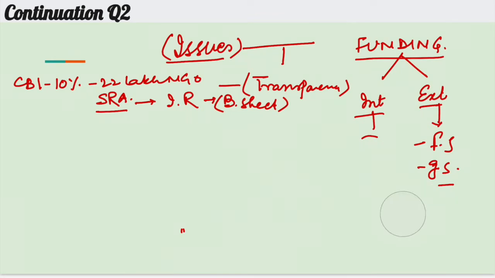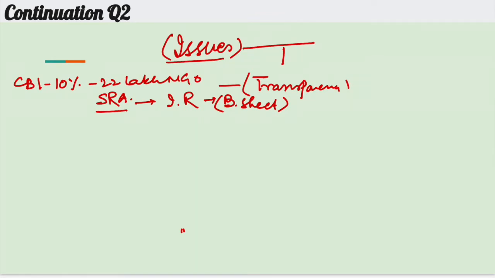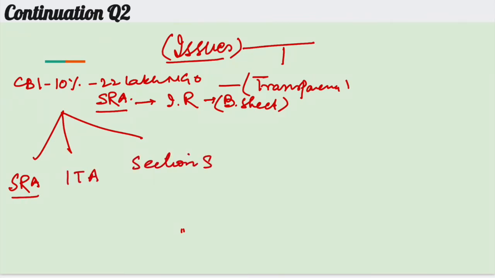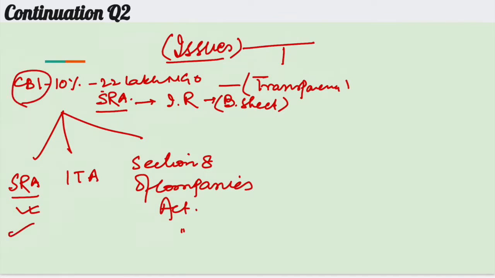Now, I want to tell you one thing, how NGOs are registered in India, so that there will not be any kind of confusion with you. NGOs in India are registered under the Societies Registration Act, the Indian Trust Act, and Section 8 of the Companies Act. Now 22 lakh NGOs are registered under the Societies Registration Act, and they have talked about only the NGOs registered under SRA.